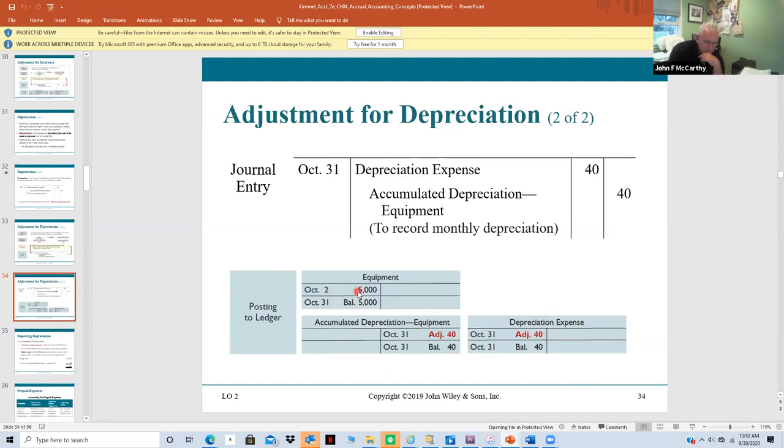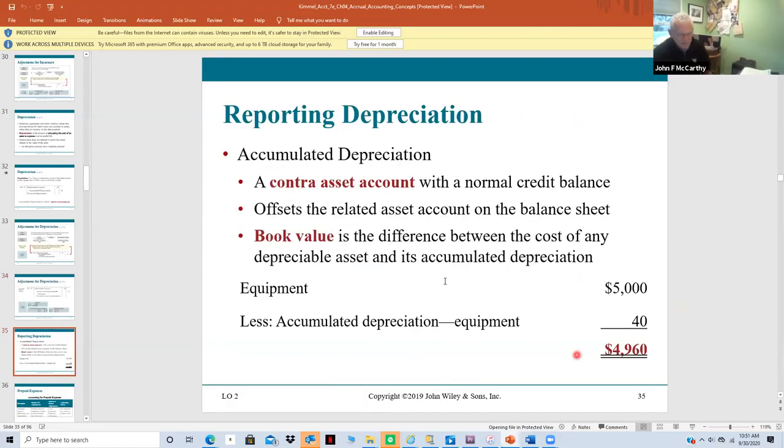So there's your initial entry, you buy the equipment for $5,000. Again, we're not going to credit the equipment. We're going to credit this accumulated depreciation account and debit depreciation expense, okay? And then on the balance sheet, we net this out. So we have 5,000 less accumulated depreciation of 40. The net value of the equipment at that point, what they call net book value, would be $4,960. See if they show that in the next slide. Yeah, there they are. This is how it's presented on the balance sheet.